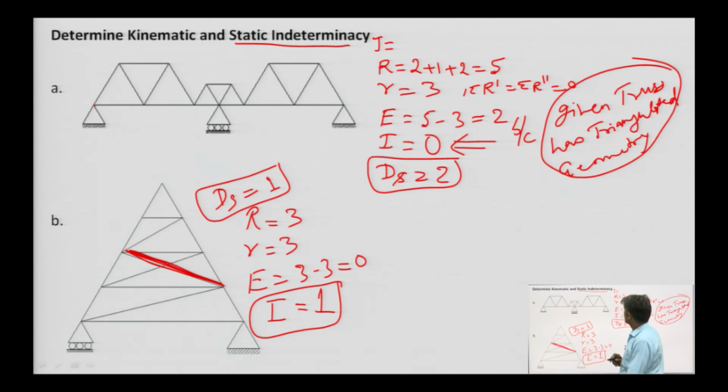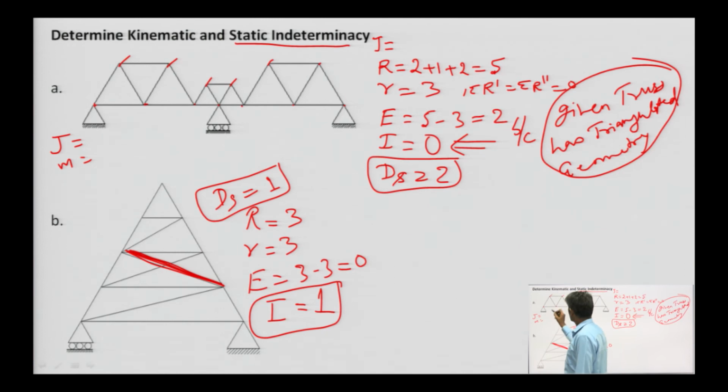For this case, for kinematic indeterminacy, we need to count the joints and members. How many joints? 1, 2, 3, 4, 5, 6, 7, 8, 9, 10, 11, 12, 13. Anything else? Okay, 13.